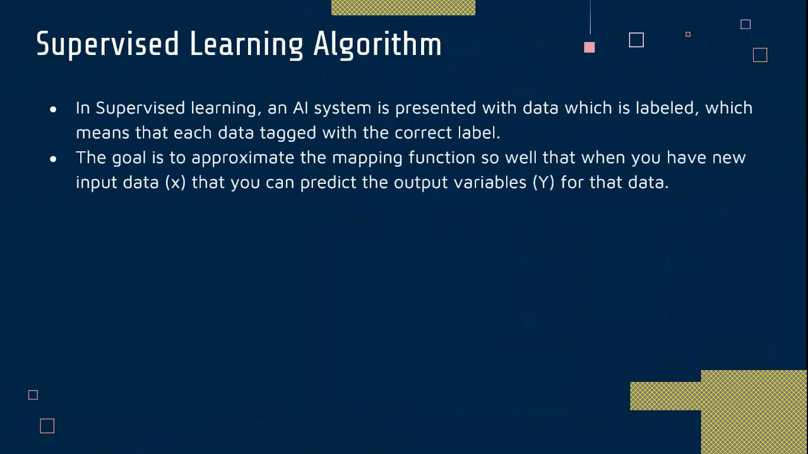So what do we mean by supervised learning? If you go by the definition, in supervised learning an AI system is presented with data which is labeled, which means that each data item is tagged with a correct label. The goal is to approximate the mapping function so well that when you have any input data, you can predict the output variable for that data. So in supervised machine learning, there is labeled data. Keep in mind that whenever you see a supervised machine learning algorithm, there must be labeled data.